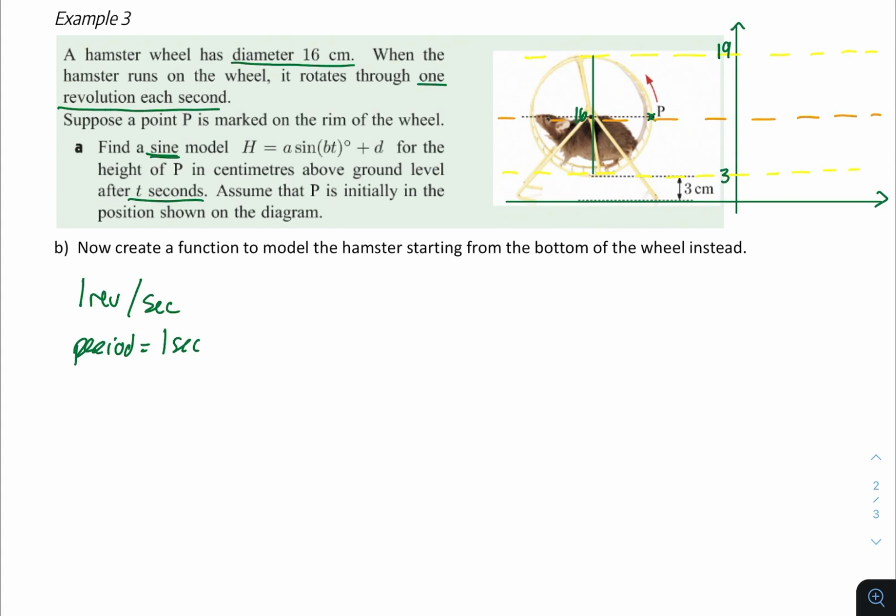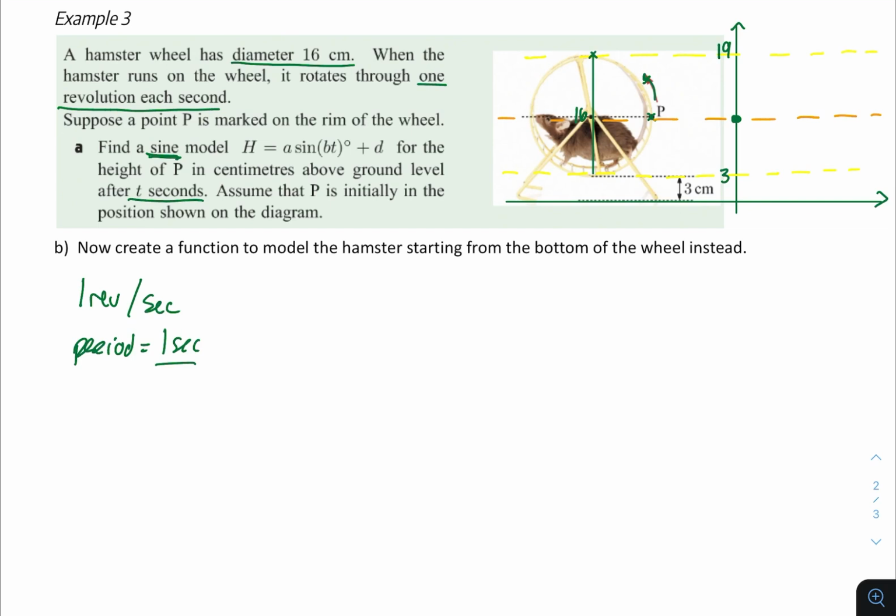We're told that point P starts where we can see on the diagram. So point P starts right here on the principal axis, and that makes sense because we are in fact dealing with a sine function. We have the direction of where P is going, right? So we're going to be going towards a maximum first.